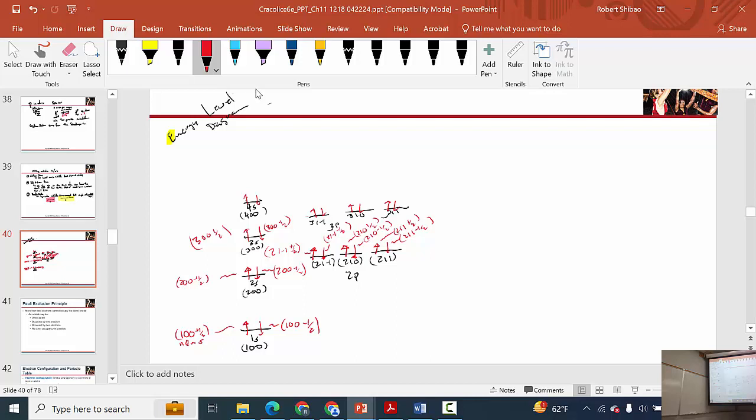And then after calcium, what comes next? Scandium comes next. But where does the electron for scandium go? Does it go into the 4p or does it go into the 3d? It goes into the 3d. So we go 4s to 3d. 3d starts off with 3, 2, negative 2, 3, 2, negative 1, 3, 2, 0, 3, 2, 1, and 3, 2, 2. These are my 5 3d orbitals.